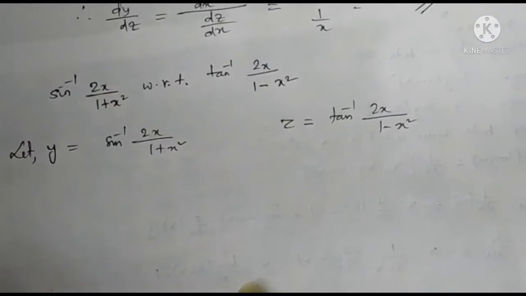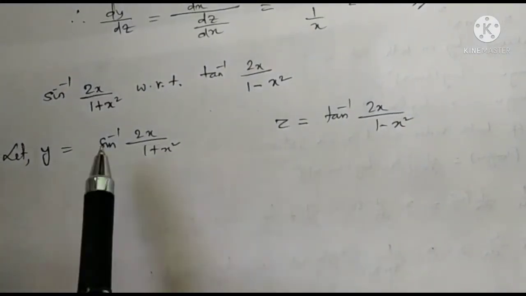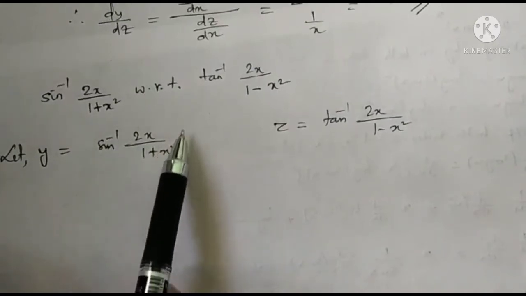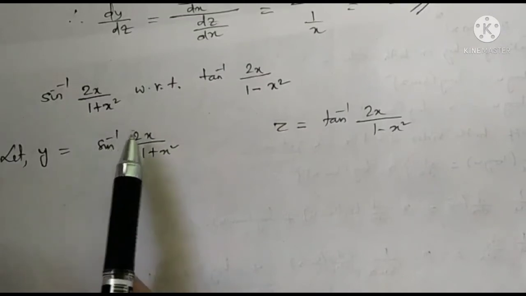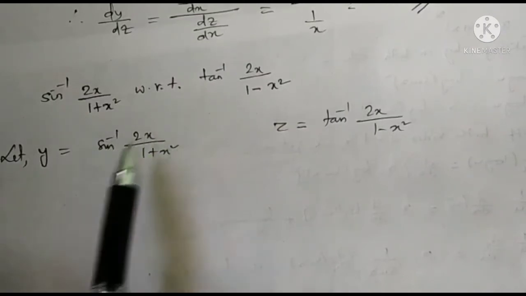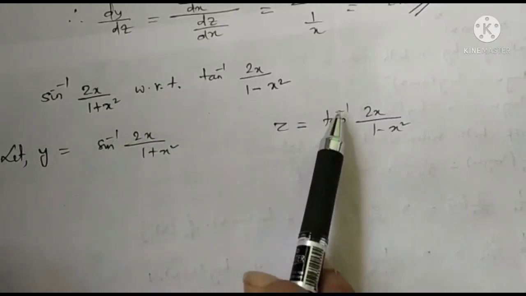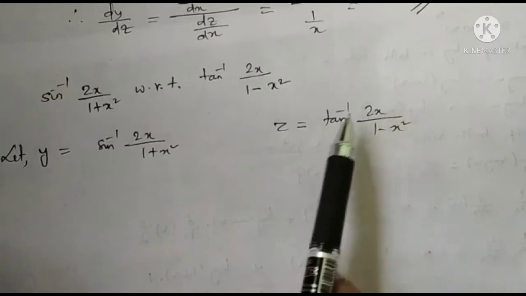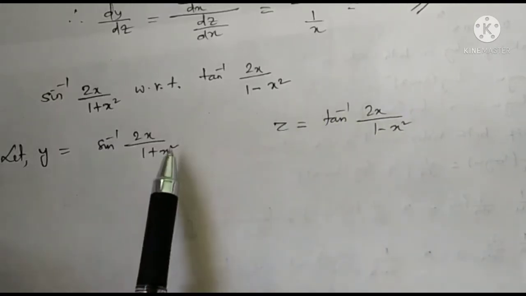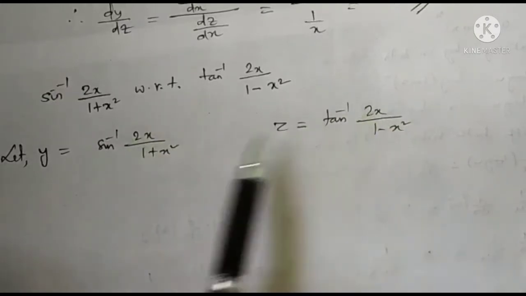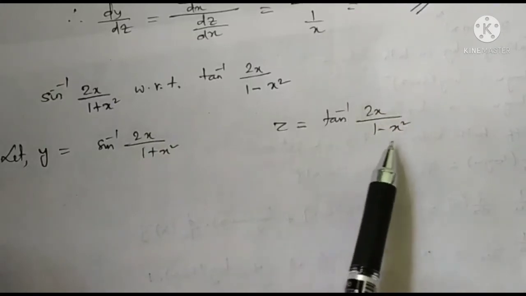Now since these are inverse circular functions and I need to get rid of the inverse sign, what I will do is, in this one, if I had sine of something, then sine inverse and sine will go away. Correct? Over here with tan inverse, if I have a tan of something, then tan inverse and tan will go away. Understood? So what I will do is I'll try to replace this with sine of something, and I'm going to replace this with tan of something.